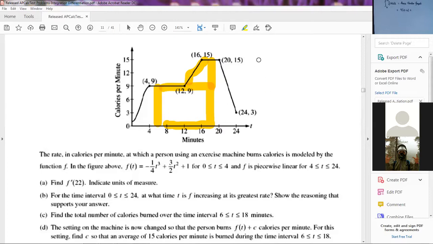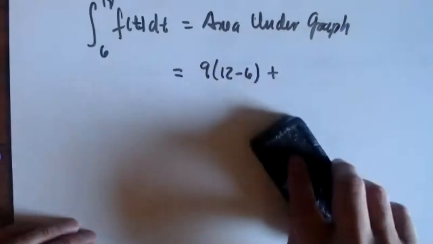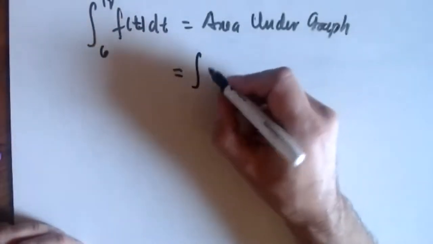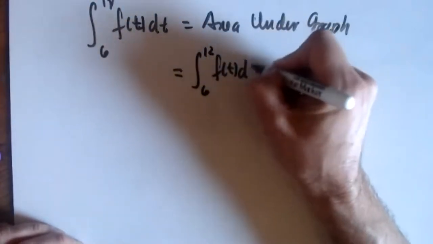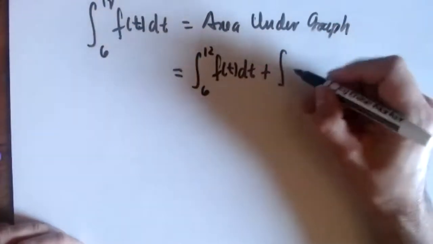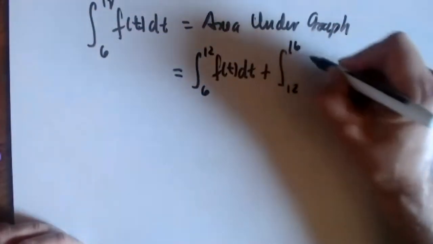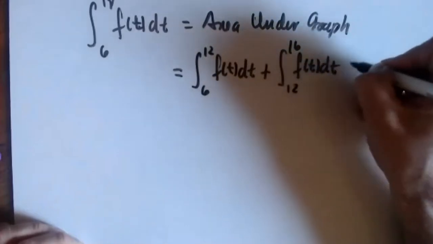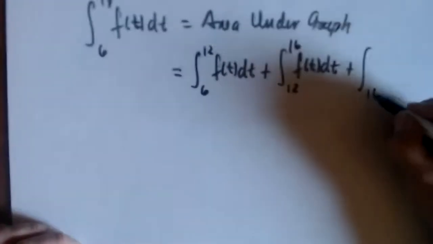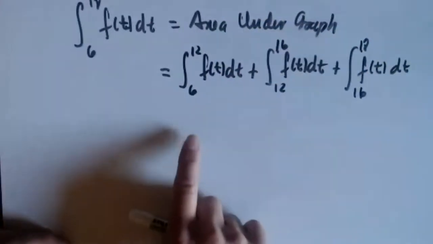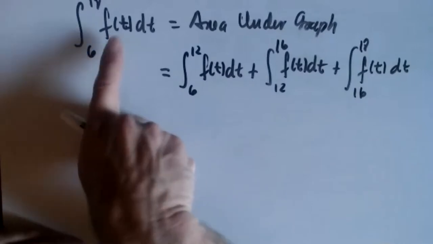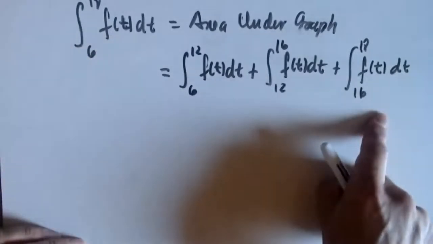But remember, this is the point. Déjenme ponérselo así. Why am I doing this? Because really what we have to write is this one, the integral from 6 to 12 of f of t dt plus the integral from 12 to 16 of f of t dt plus the integral from 16 through 18 of f of t dt. Formally, you have to tell that this integral can be split in 3 portions, correct?